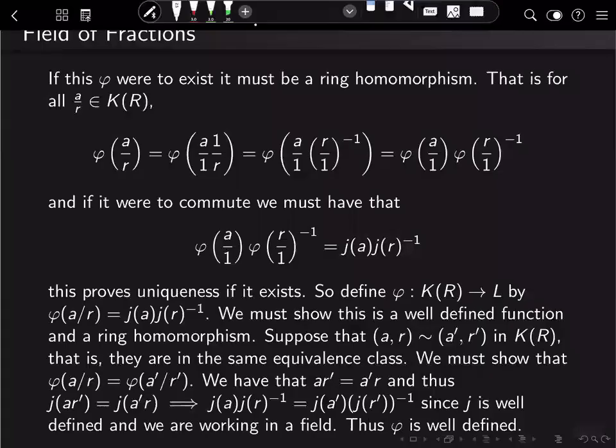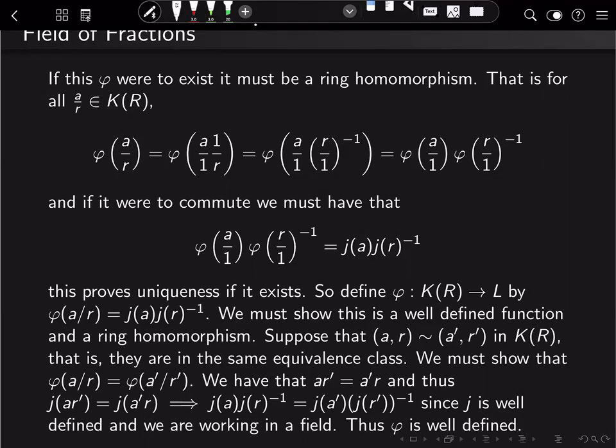So if phi were to exist, we know that it must be a ring homomorphism, or a morphism of fields. So what does that mean? That means that for all elements A over R in K of R, we must have that phi of A over R is going to be the same as phi of A over 1 times 1 over R, which is the same as phi of A over 1 times R over 1 inverse, right? Because we know that the inverse of 1 over R is just R over 1.